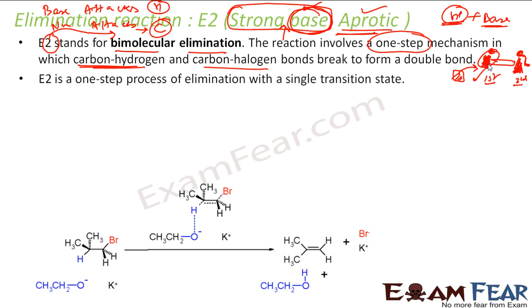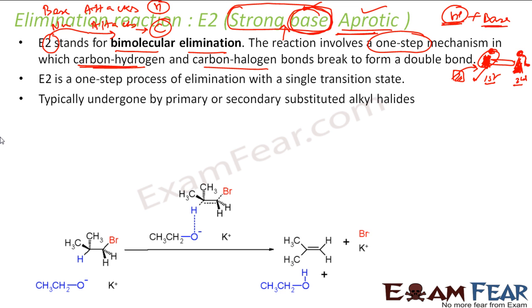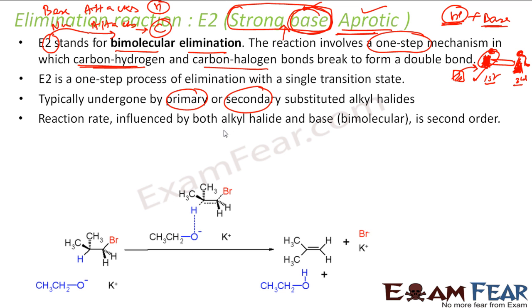So let's see this in detail now. Here E2 is again, as I told, a one step process similar to SN2. It typically undergoes with primary and secondary halides only. Why? Because you need to have place for attack. And as I told, E2 means the rate of the reaction is influenced both by the substrate, that is the alkyl halide in this case, and the base, that is the reagent here, the strong base.